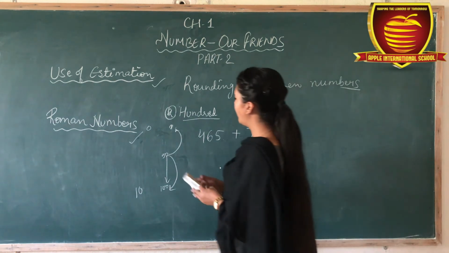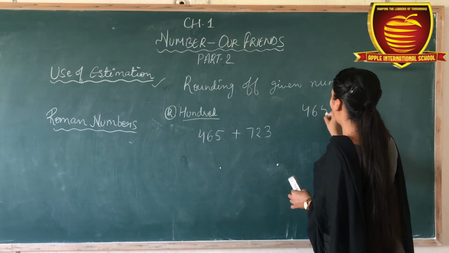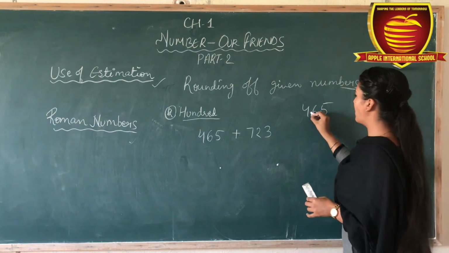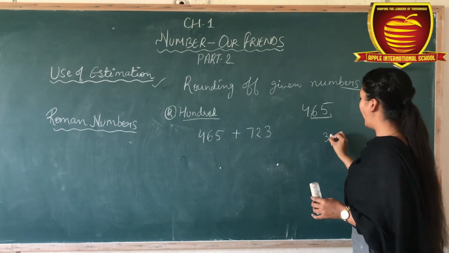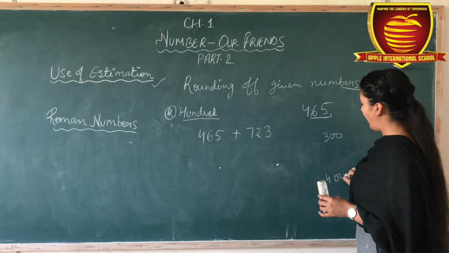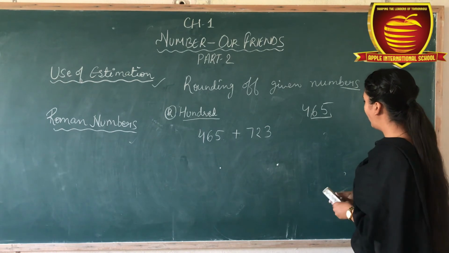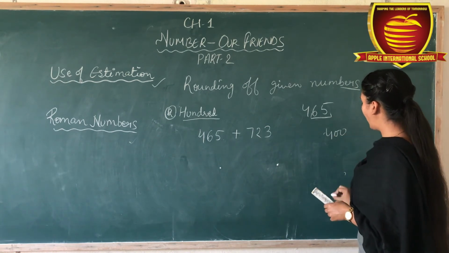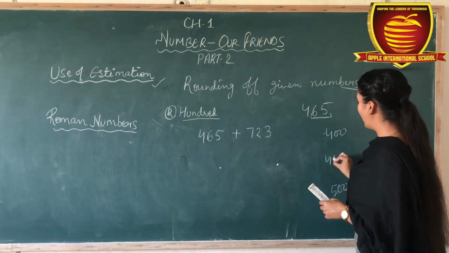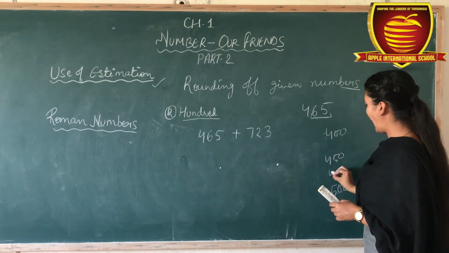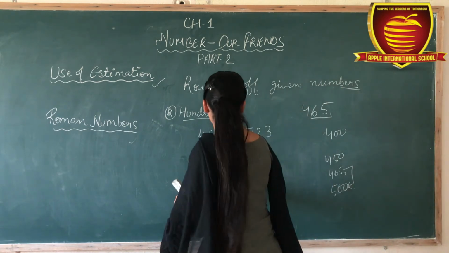Okay, for example 465. Here you see the last two digits. 465 comes between 300 and 400 and the middle one is 350. Sorry, 465 comes between 400 and 500. The middle of this is 450, and 465 lies above it. So the approximate value of 465 is 500.